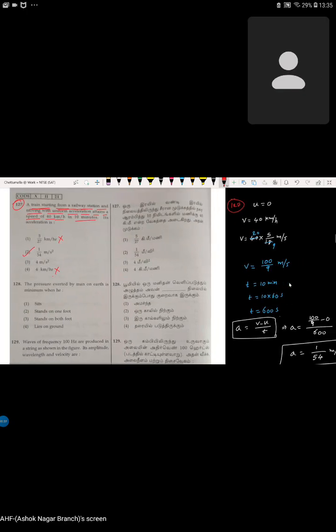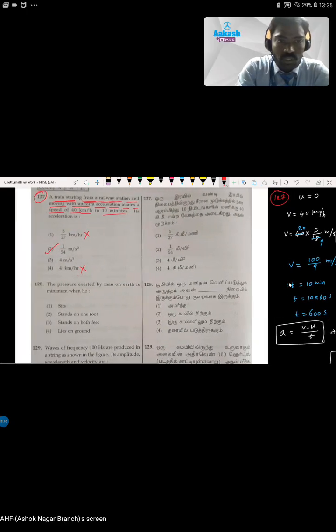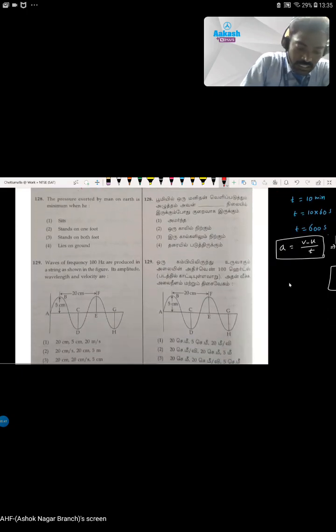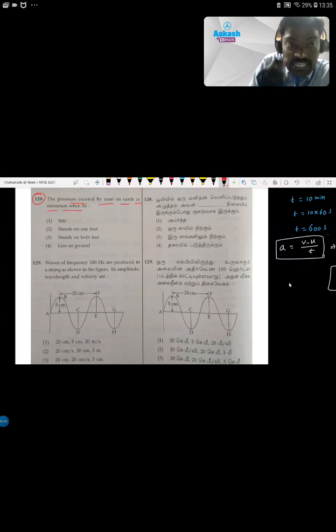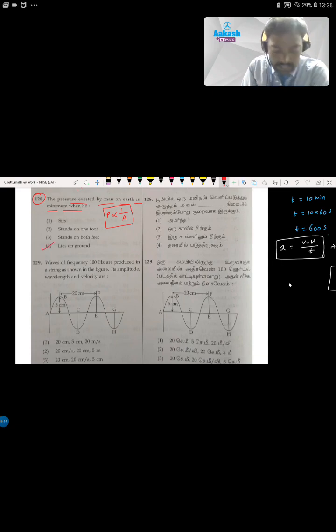No, sir. Right, students. Next, question number 128. See, this is also a direct question. The pressure exerted by a man on the earth is a minimum. Usually you will get questions on maximum pressure. There you already know pressure is equal to thrust by area. If thrust is constant, pressure is inversely proportional to area. More the area, lesser the pressure. Less the area, more the pressure. So if they ask maximum pressure, option 2 is the correct answer. But they are asking minimum pressure, so option 4 is the correct answer. Lying on the ground is like a sleeping position. There the area is more, so the pressure is less.